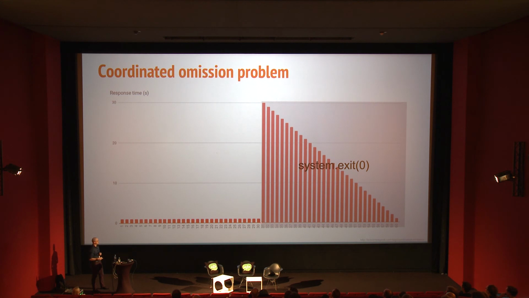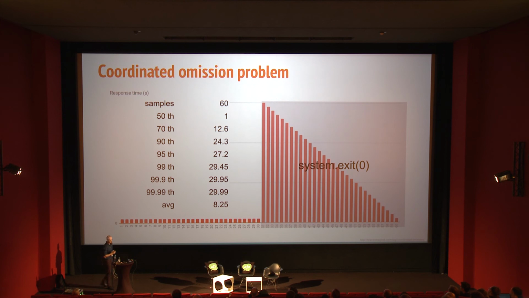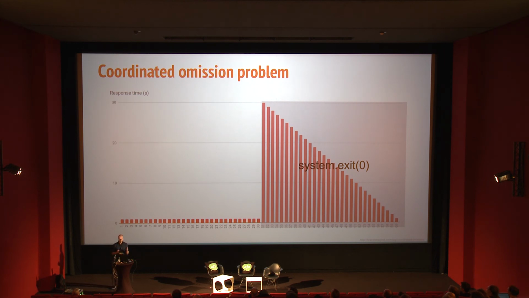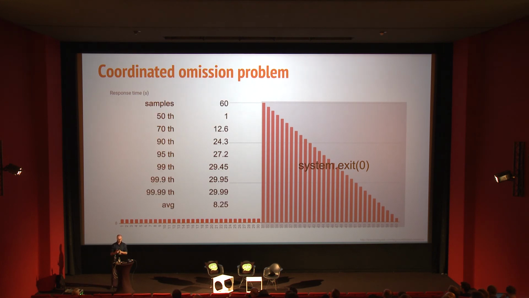In real life, we will not wait for the response for the 31st request, but we will immediately start another request after 1 second. So 32, 33, 34, etc. This way, we have half of the samples when the application was healthy and half of the samples when the application was dead. And percentiles look completely different.